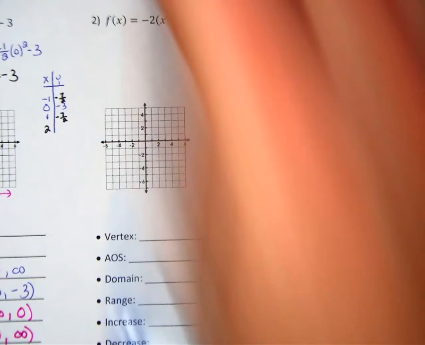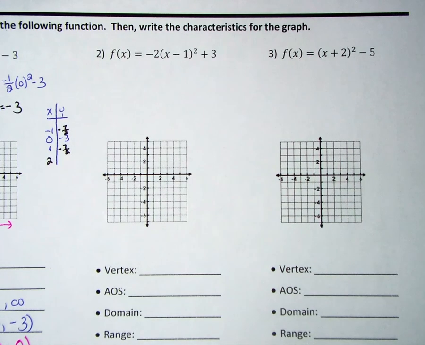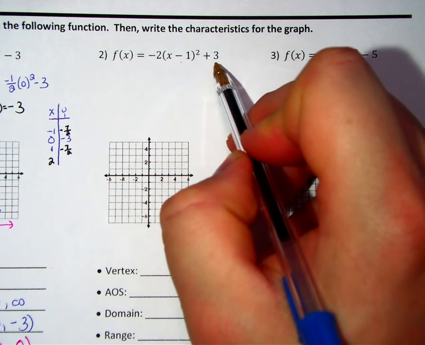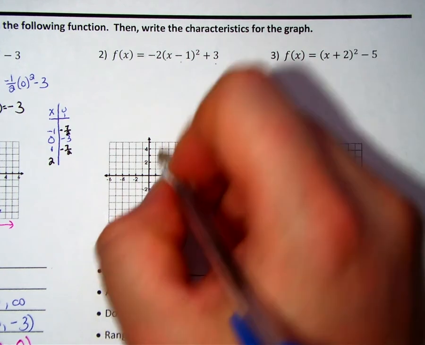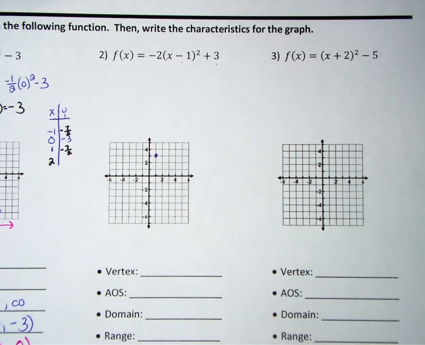Number 2. Well, this time we were given vertex form. The nice thing about vertex form is we already know that the vertex is the opposite of the value inside. Keep the same as the value outside. So the opposite of inside would be 1. The same as the outside would be up 3. We've got a vertex point.